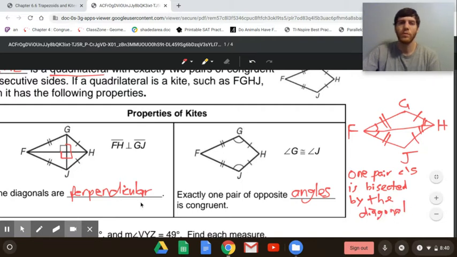Right. So if we look at this first diagram here, just like we drew, those two angles are going to be congruent. And then these two are going to be congruent because angle F and angle H are getting bisected by the diagonal. These angles here do not, right? So G and J are congruent. One pair of opposite angles is congruent, and then the other pair gets bisected. So those are your three properties we're going to use.